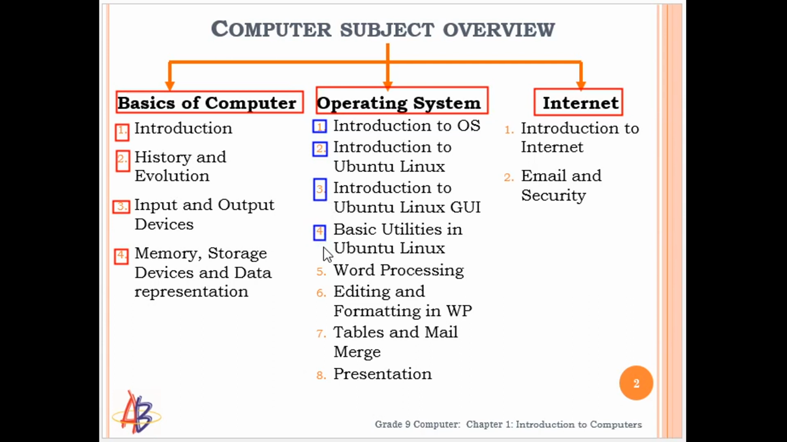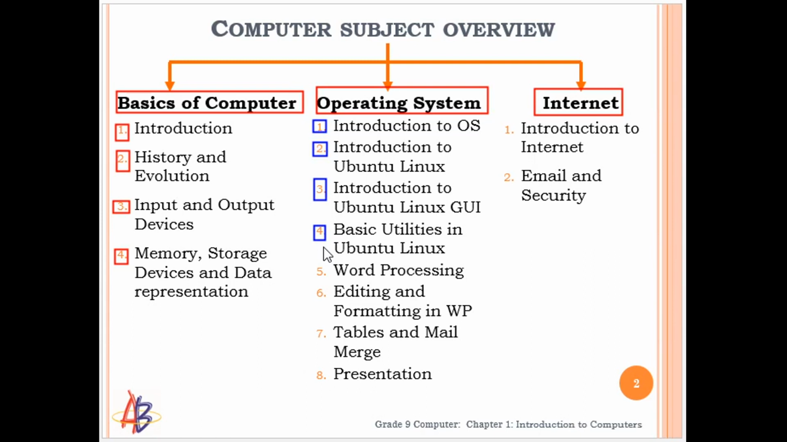Now chapter number 4, basic utilities in Ubuntu Linux. In this chapter we will study how to create a directory, that is, creating a folder as we do in our Windows operating system. We will again see the copy and paste option. We will see the Rhythmbox music player, just like Windows Media Player.